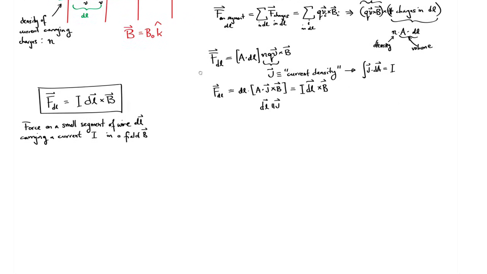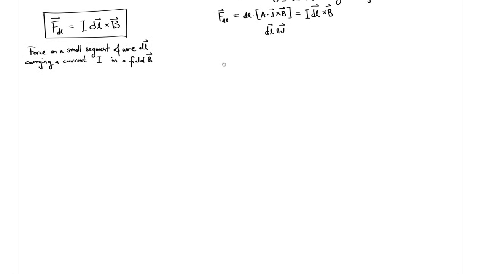So what happens if we don't have a straight wire? What about a curved wire?